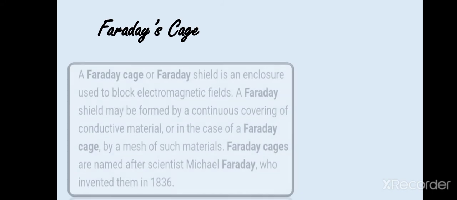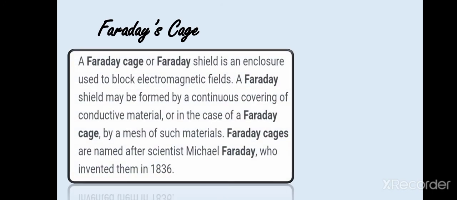An important term you will see in this topic is Faraday's cage. What are Faraday's cages? A Faraday cage or Faraday shield is an enclosure used to block electromagnetic fields. A Faraday shield may be formed by a continuous covering of conductive material, or in the case of a Faraday cage, by a mesh of such materials. Faraday cages are named after scientist Michael Faraday, who invented them in 1836.